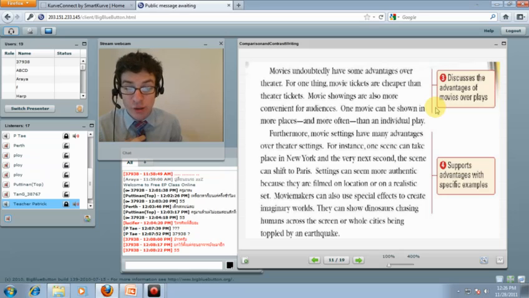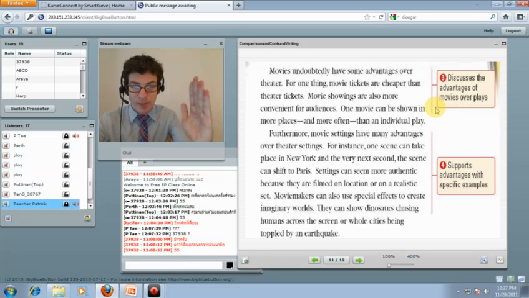Movie showings are also more convenient for audiences. One movie can be shown in more places and more often than an individual play. Okay, we have discussed why movies are better than plays. They're cheaper, you can put them on in more places at the same time, and they're easier to show to a lot of people than plays. Cool, we've set this up.